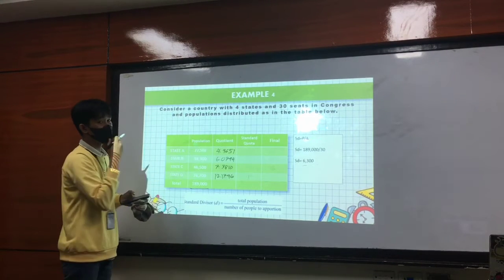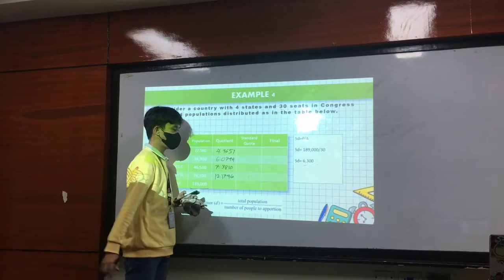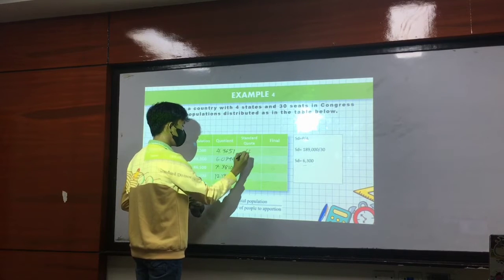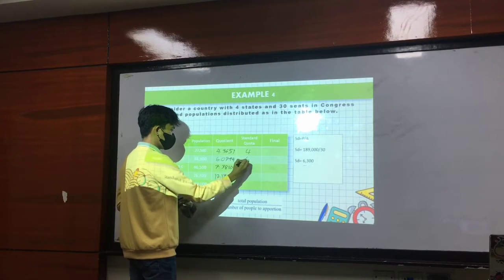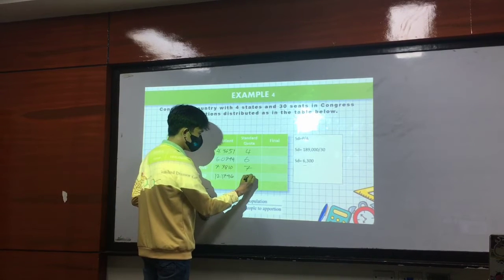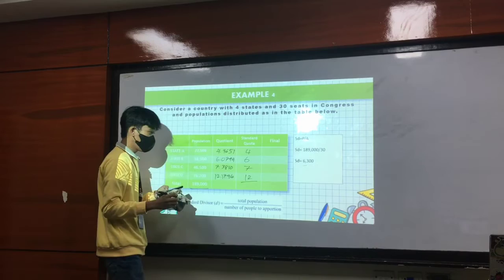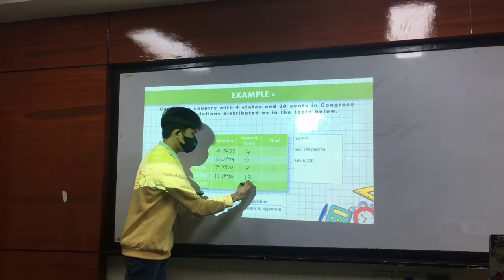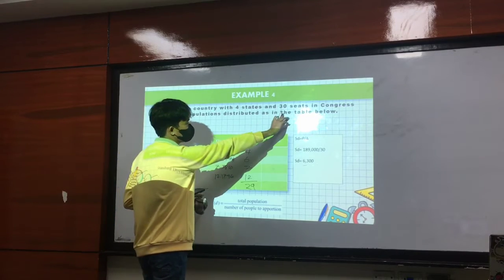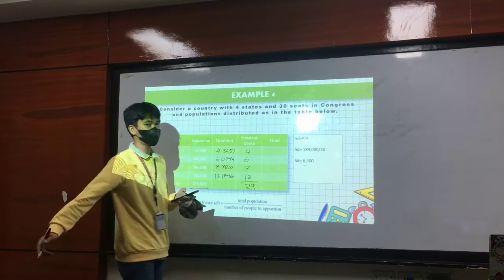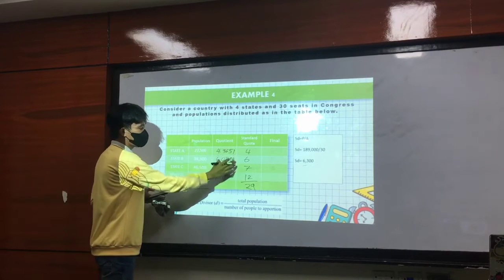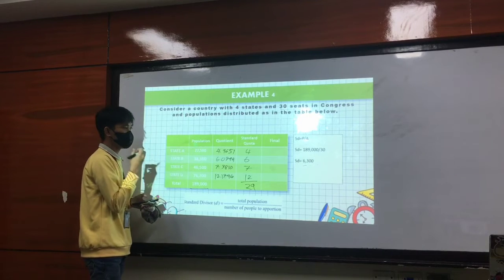So to find our standard quota, we remove the decimal part of this quotient. So state A, we got 4, state B, we got 6, state C, we got 7, and state D, we got 12. So if we total this all, we got 29. But we have to find the 30 seats. So for our final apportionment, we need what? We need 1.